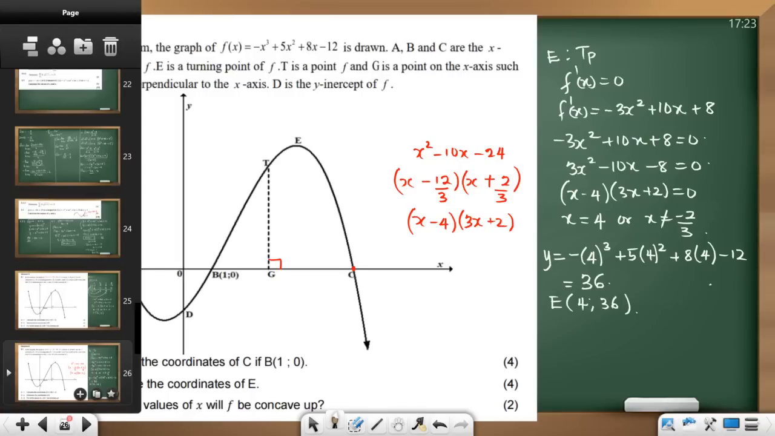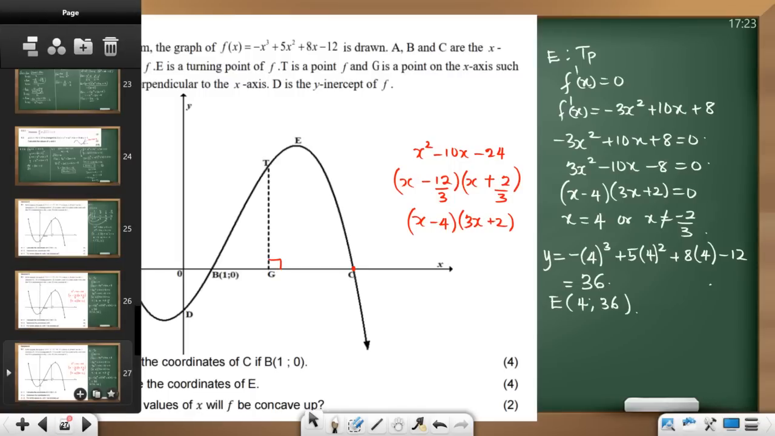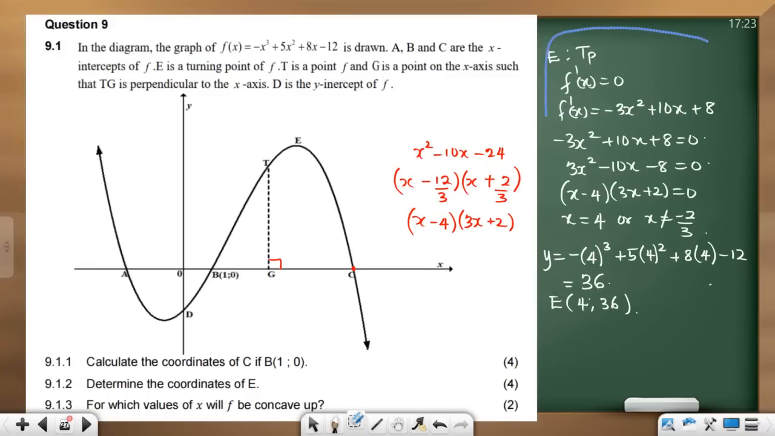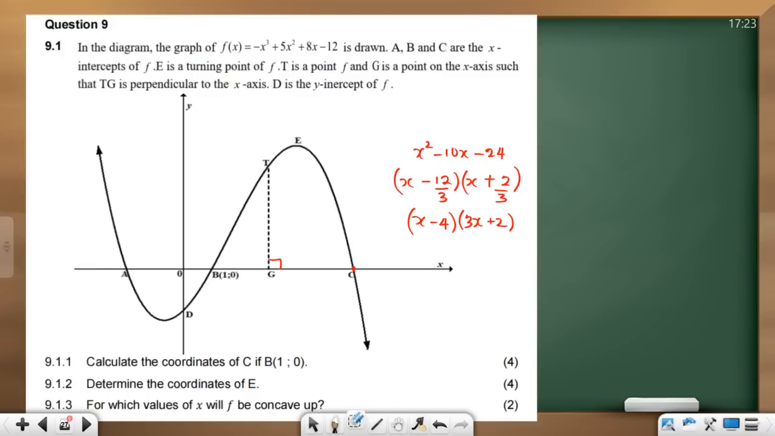Let's create another page for concavity. Concave up. So many ways. Check my videos. I spoke about 4 ways of getting your concave up there from the point of inflection. But let's not be geniuses. Let's do something simple. F prime prime of x is greater than 0.